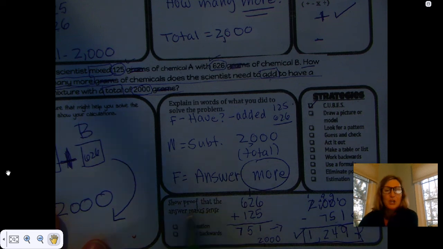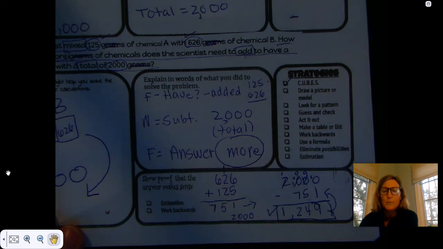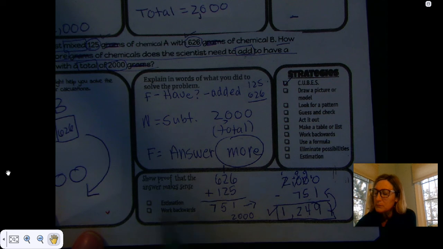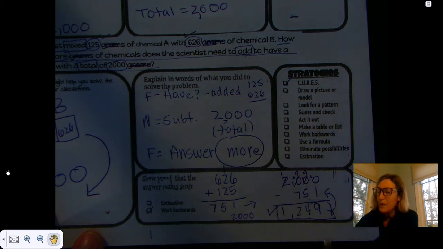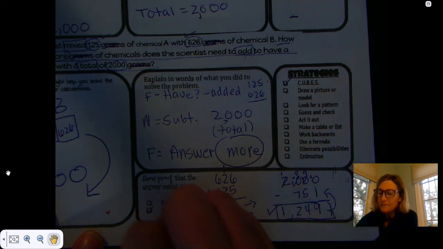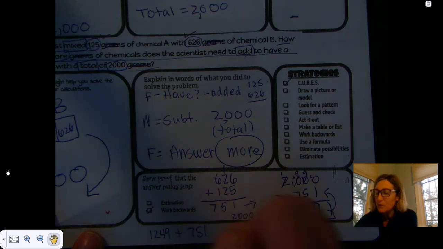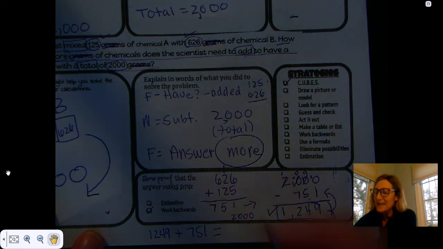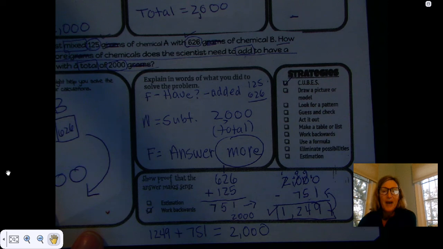Now, how do we know that our answer is correct? What is a check that you can do when you have subtraction? So what we would do, okay, is we could check our work backwards. We're going to add 1,249 plus our 751. And when we add that together, we get our 2,000. We get our 2,000, okay?